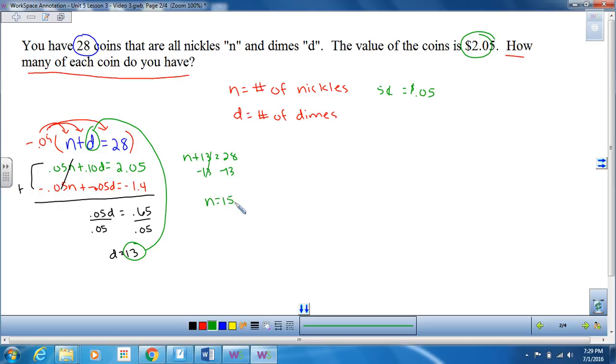and we get 15. Now, with word problems, you don't have to write it as an ordered pair, but you need to answer the question. So how many of each coin do you have? There are 15 nickels and 13 dimes. Okay, let's look at another one.